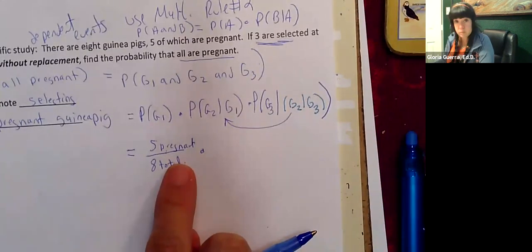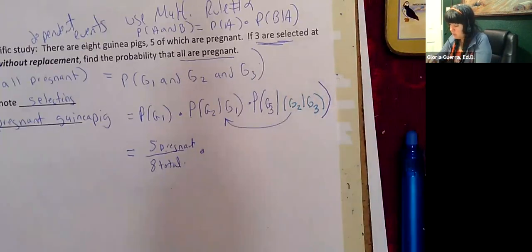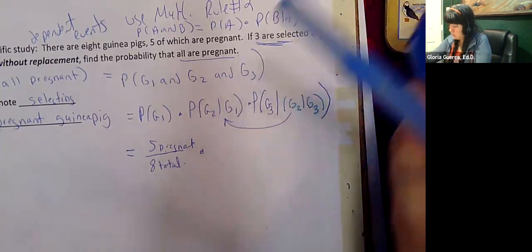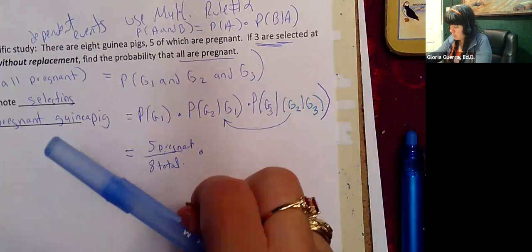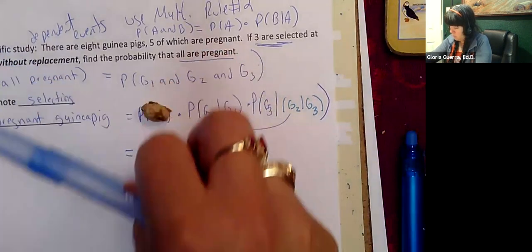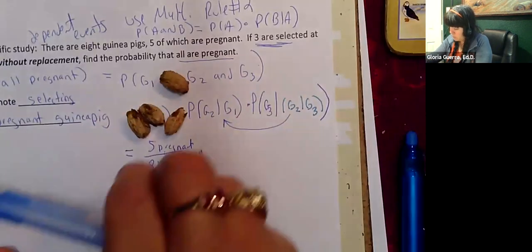Once you talk about that particular guinea pig, you're not putting that guinea pig back in the stash. So remember what we said, this idea. Remember I used these earlier. These are olive seeds. 5 of them.